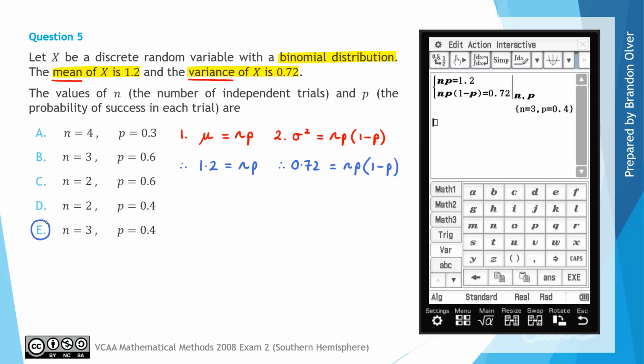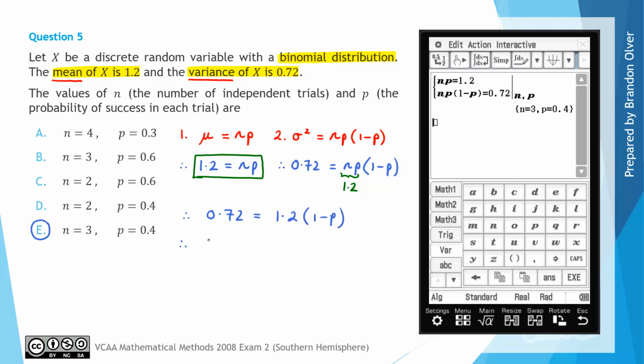Now, if you did want to solve these simultaneous equations by hand, we can do a clever substitution. Because we know that n times p is going to be equal to 1.2, wherever there's an n and a p in the second equation, we can replace that by 1.2. So therefore, we would find that 0.72 is equal to 1.2 times 1 minus p.